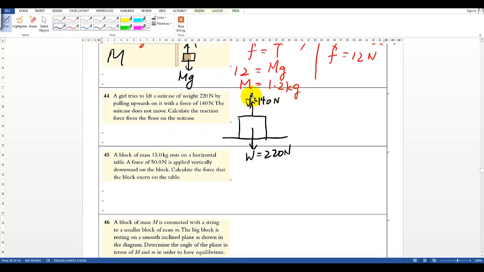So here we only have vertical forces, and the pulling force, the weight, and also the normal reaction. So probably something like this. And since the whole thing doesn't move according to the question, then net F equals to 0, and so the upward force, which is the pulling force, plus the normal force should equal to the weight, so 140 plus normal equal to 220. Very simple calculation, then you'll be able to find the answer as 80 Newton.